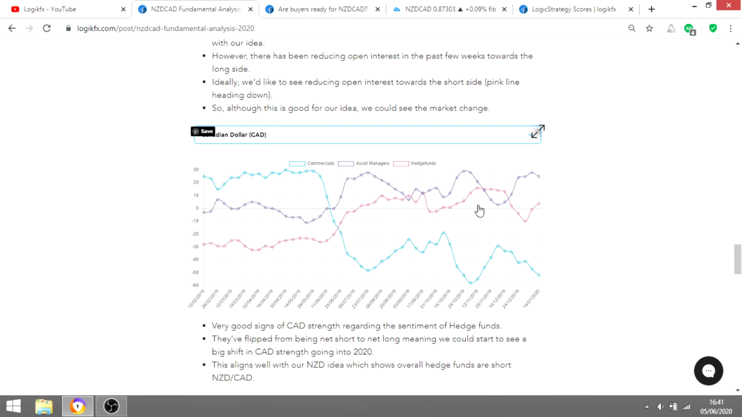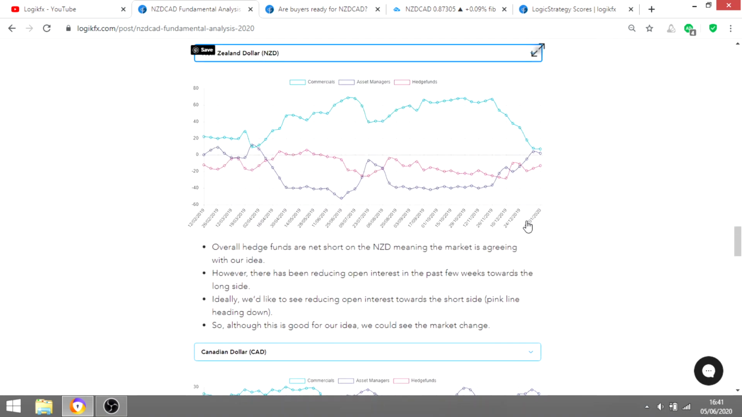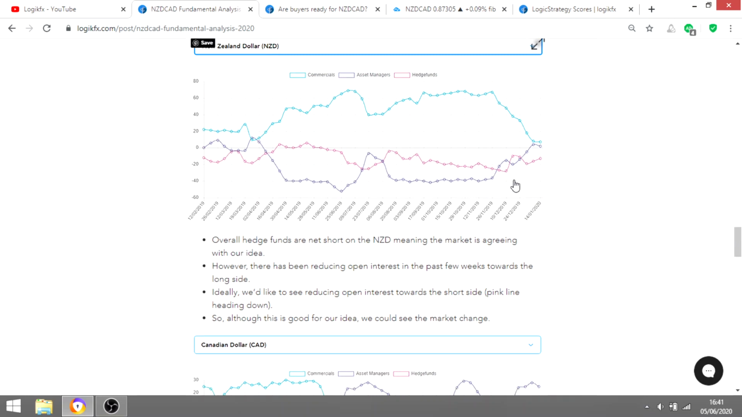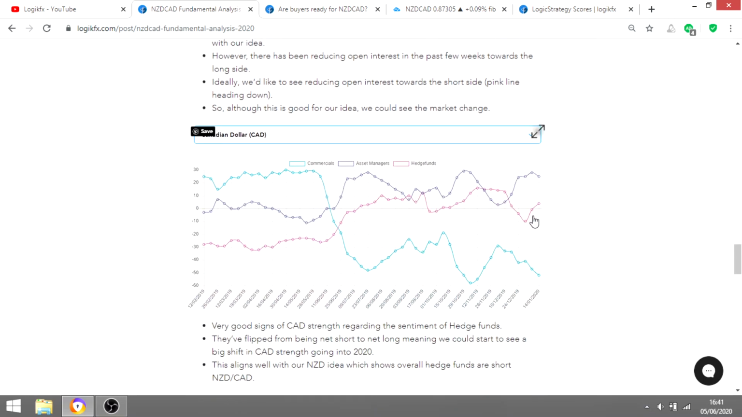And it's just flipped, and what I mean by flipped is that it's gone over the zero line here from last week in January. What that gave us a clue of is that hedge funds are net short the New Zealand dollar and net long the Canadian dollar. Great, there's money behind our idea, and we can potentially get in on a great short position with at least a 1 to 3 risk reward, roughly using our ATR, which I'll come on to later.